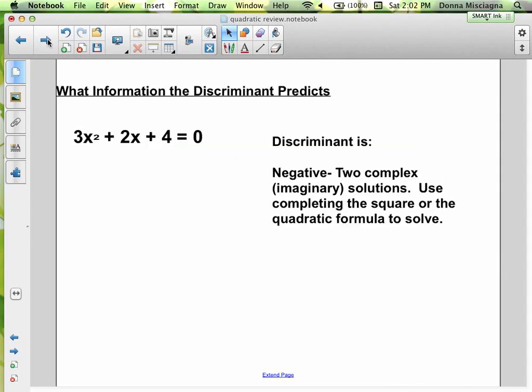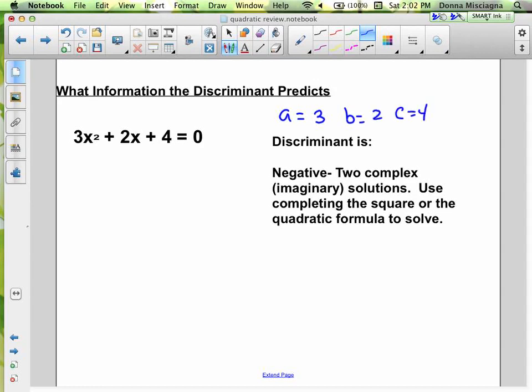All right, so we have 3x squared plus 2x plus 4. The discriminant is negative. Let's find the discriminant. A is 3, B is 2, C is 4. Remember, discriminant is b squared minus 4ac. I'm not going to write that every single time; I'll just put it at the top of the page. So I have 2 squared minus 4 times 3 times 4. That's 4 minus, there's only one negative there, 12 times 4, or 48, and that is a negative 44.